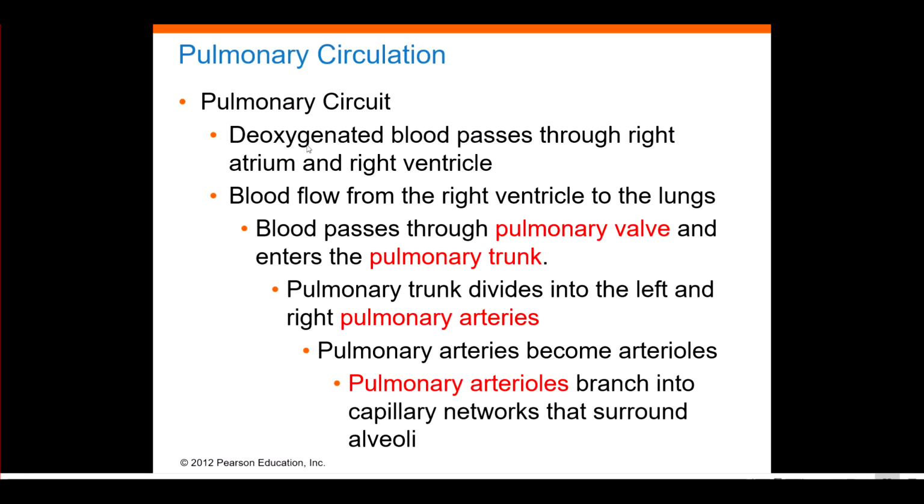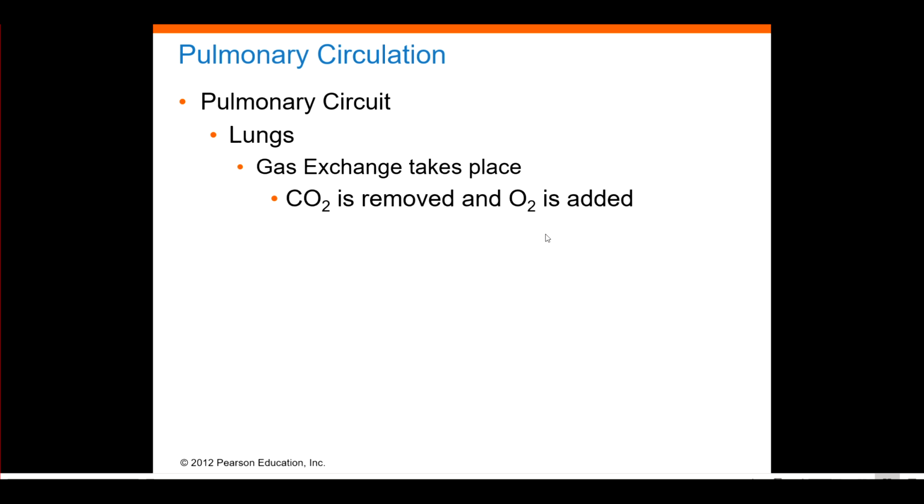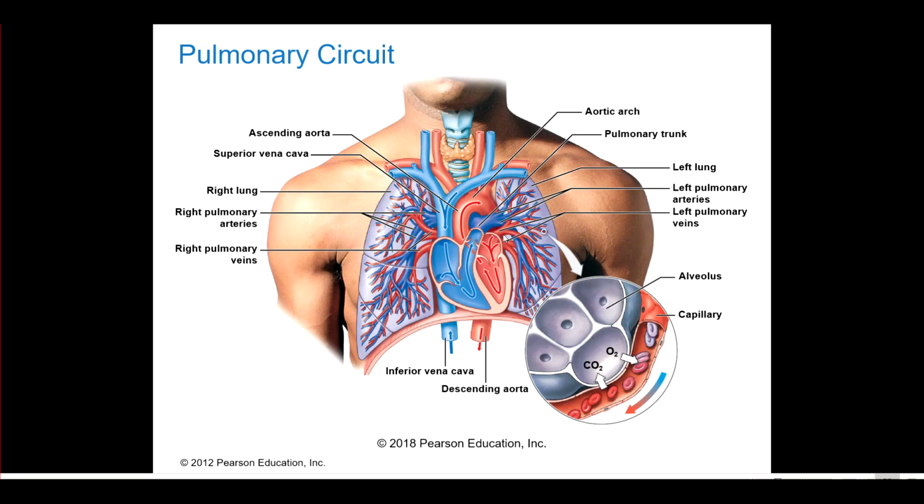So deoxygenated blood is going to pass from the right atrium down to the right ventricle, right? Obviously, we know it goes through the tricuspid valve. Once the blood is in the right ventricle, it's going to enter a big blood vessel known as the pulmonary trunk. And the way it gets into the pulmonary trunk is by going through a valve known as the pulmonary valve. So let's go over what we just said.